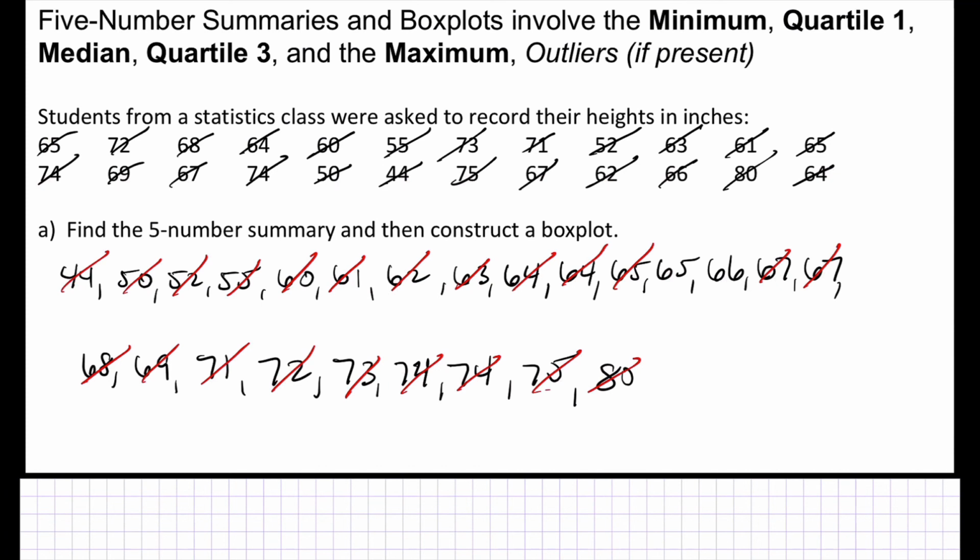Okay, I got two numbers in the middle. So what was the rule again if I got two numbers in the middle? Add them up and divide by 2. Yep. So the median is going to be 65 and a half.